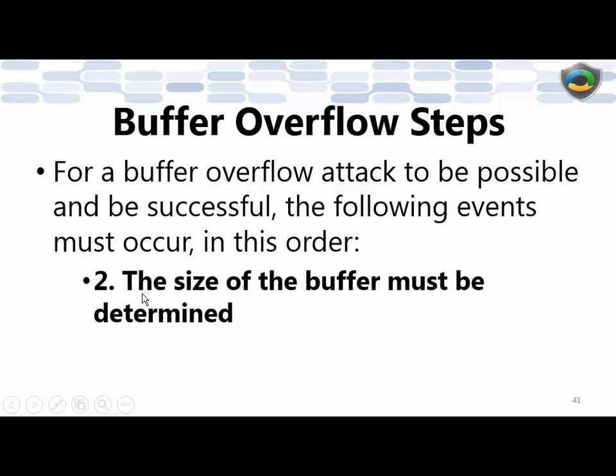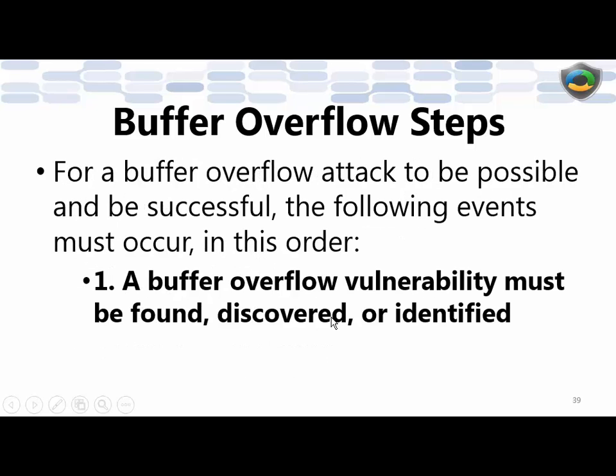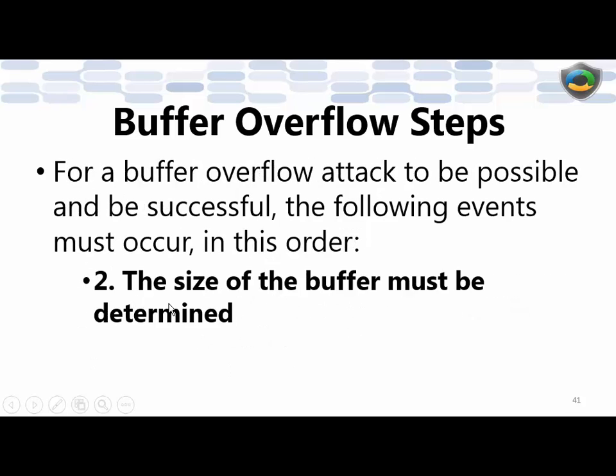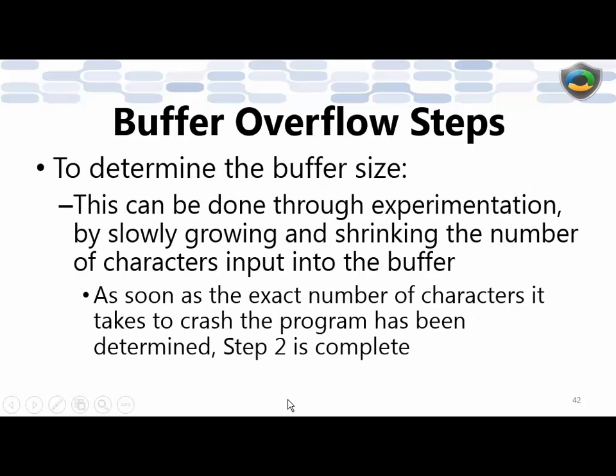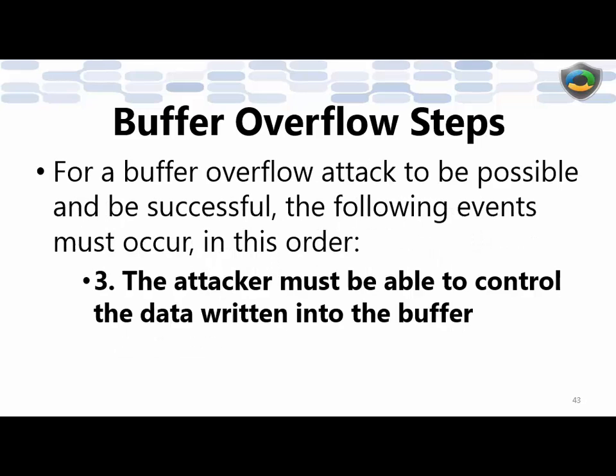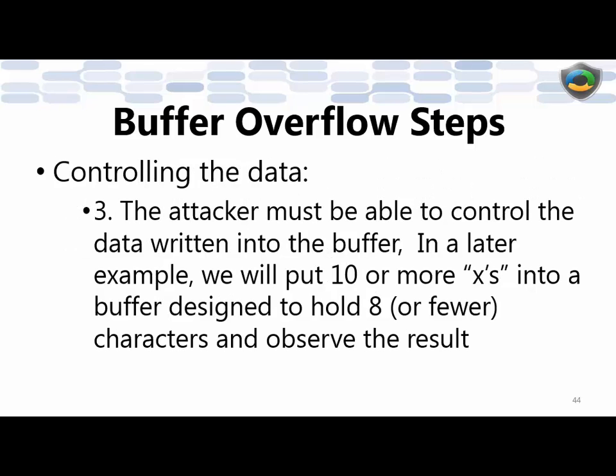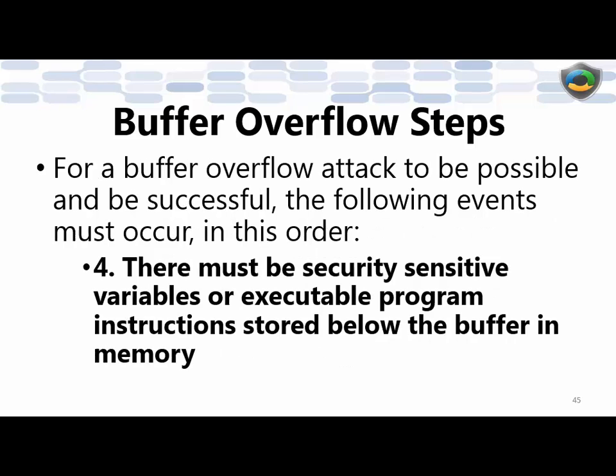So next, after the vulnerability has been found, the size of the buffer must be determined. This is typically done through experimentation. So you try to throw input at the program, and eventually you hope that it crashes. After you figure out the number of characters it takes to crash the program, you can move on to step 3, where the attacker must be able to control the data that's written into the buffer. And again, you're going to see an example of this in just a minute. All right, that's the example that we'll go through in just a couple minutes.